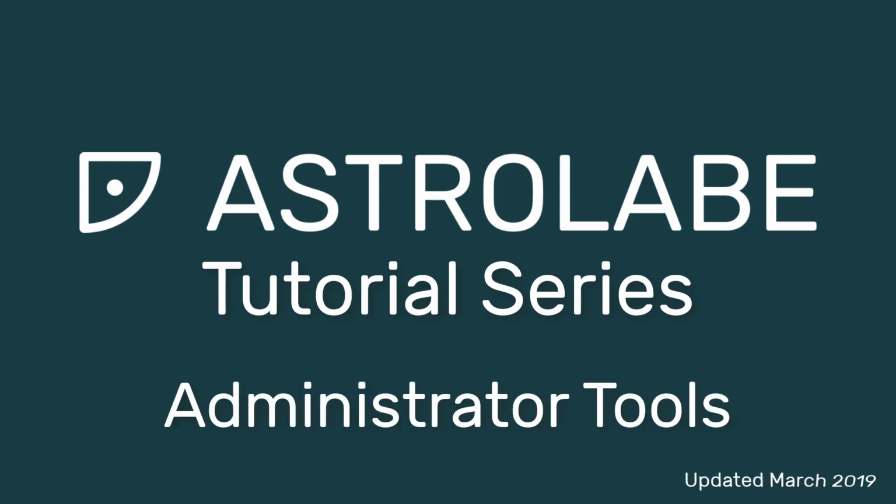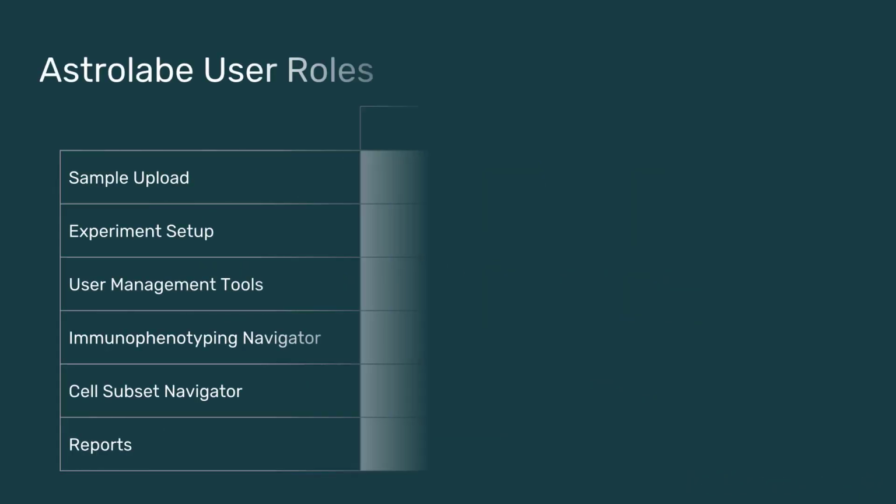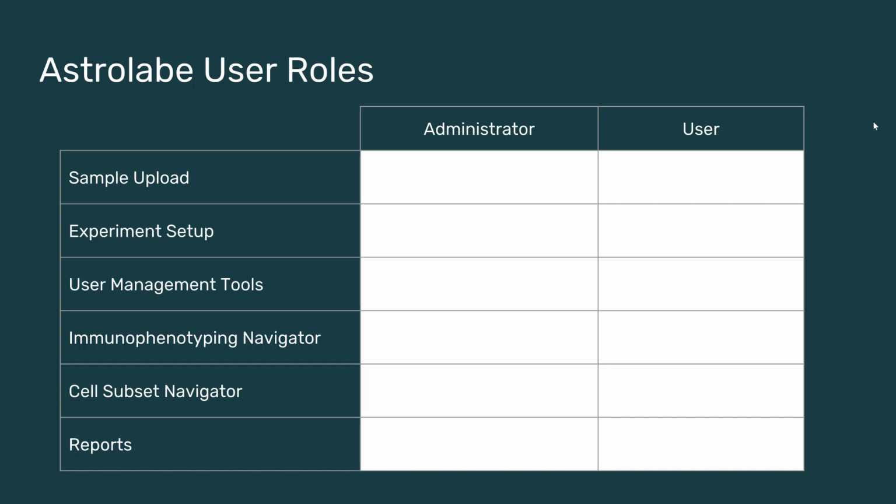In this video, I will demonstrate the administrator tools available within our platform. There are two types of users currently in Astrolabe. Administrators are the people on your team who will create and define experiments. They will also determine which users are able to review the results of those experiments.